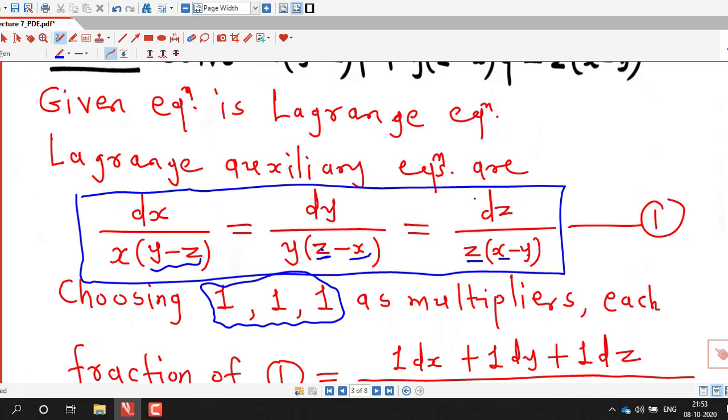So by solving more and more problems, you will be able to identify the appropriate set of multipliers. There is no general method to select the multipliers, but it will come by practice. So by doing more and more problems, you will be able to decide multipliers easily. Okay, but you have to concentrate on Lagrange auxiliary equations.